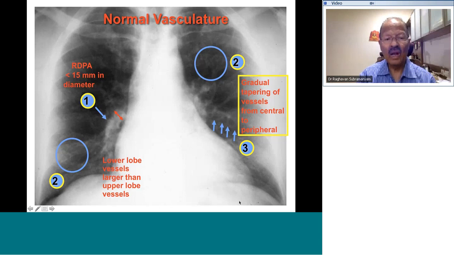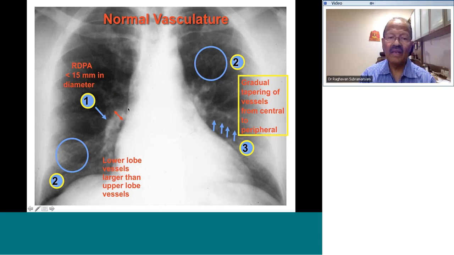Normally, the vessels in the lower half of the lung are always more prominent than the upper. Now, which vessels are usually seen? Usually you see only the arteries. Therefore, the lower lobe arteries, because of gravity, have more flow, they get more blood than the upper lobe, and you see that the vessels in the lower lobe are always more prominent.